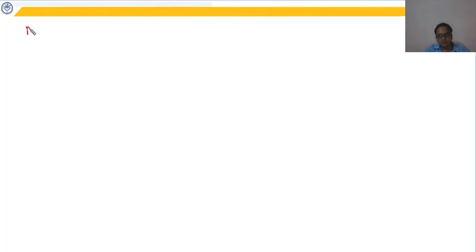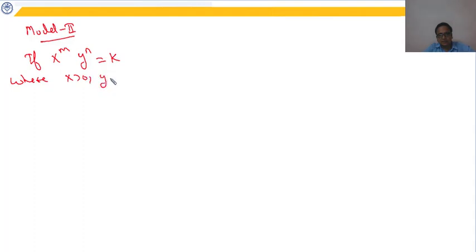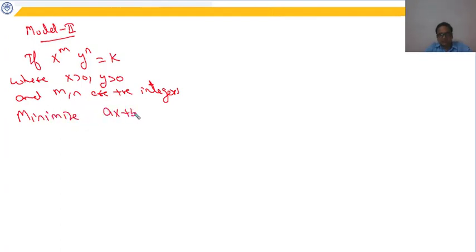Now, model 2. Model second we have. It says if x to the power m into y to the power n is given as constant k, where x is greater than 0, y is greater than 0, and m, n are positive integers, and we have to minimize ax plus by, where a is greater than 0 and b is greater than 0.